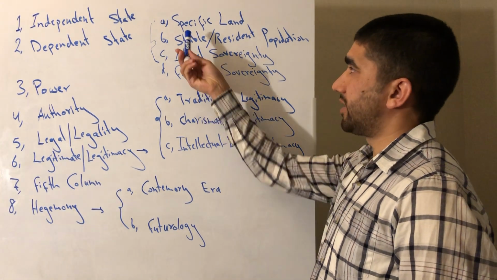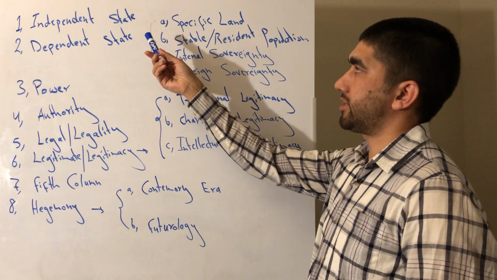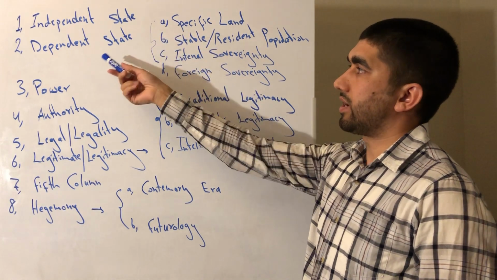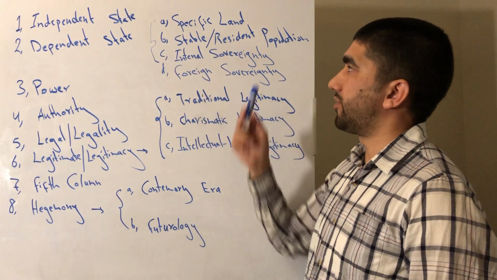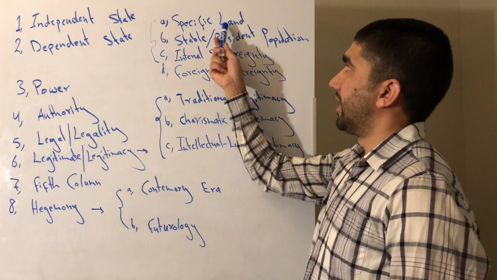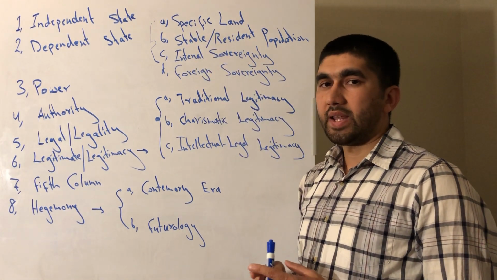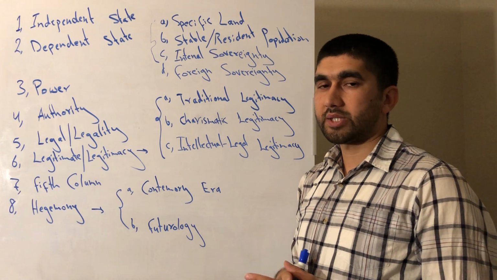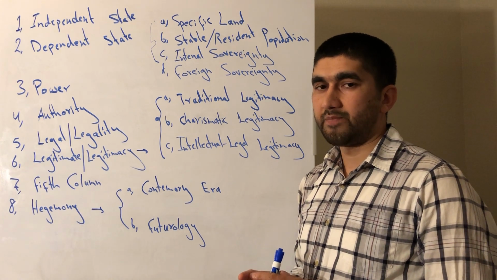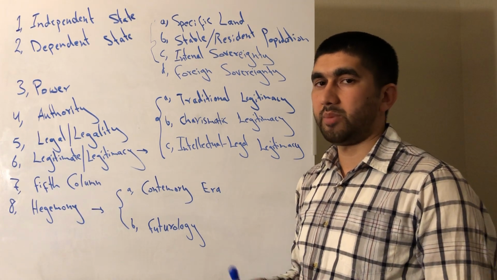Now, there are four specifications for independent state, while the first three go with dependent state as well. The first one is a specific land, which means that an independent state or a dependent state must have a specific land which shouldn't be shared by other people.